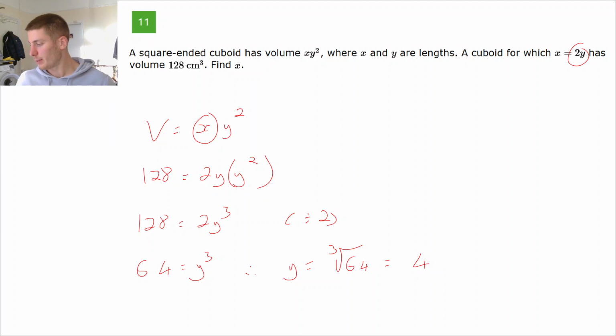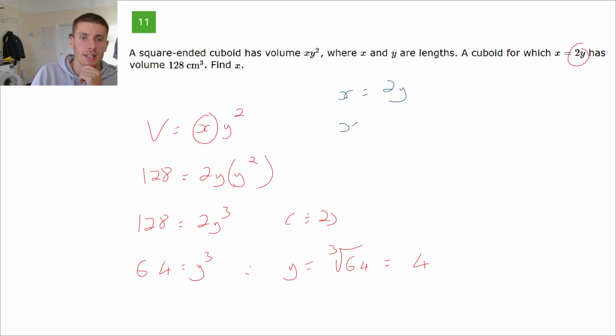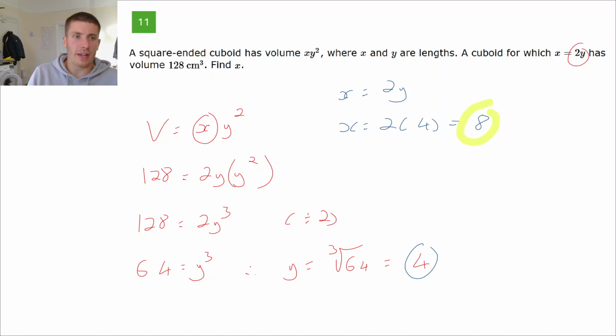Right, so that's good, but it's saying find the value of x. I've actually found y. Y is equal to 4, so I've got to put it back into this up here. So we know that x is equal to 2y, so x is going to be equal to 2 times 4, which of course is equal to 8. There we go. Perfect. I believe that is it for this.